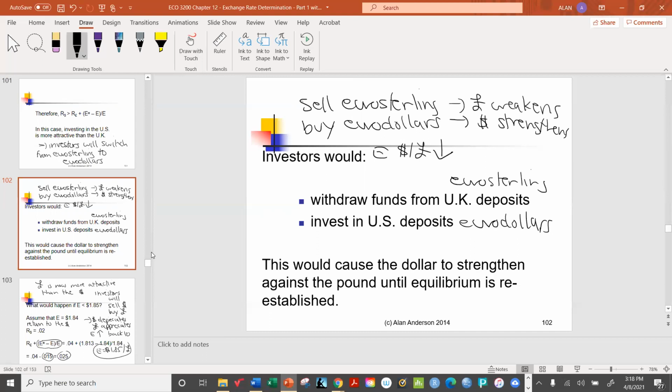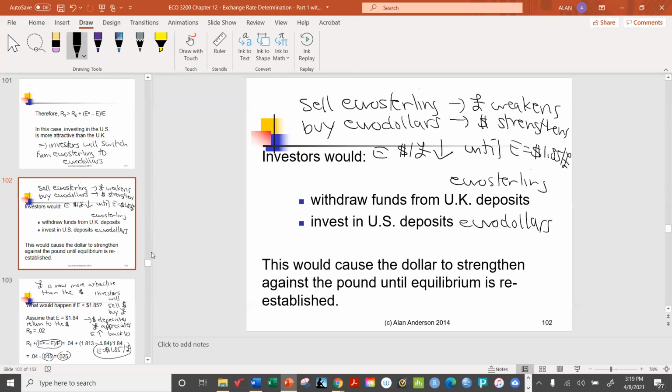And when will it stop falling? When it returns to the correct equilibrium value of 185. So in other words, if it jumps up to 186, investors will react by selling sterling and buying dollars. And what will happen is E will fall back down to its correct or equilibrium level. And then all of this stops. There's now no longer any need for anybody to sell or buy any currencies because now the returns to both countries are the same. In other words, 2%.